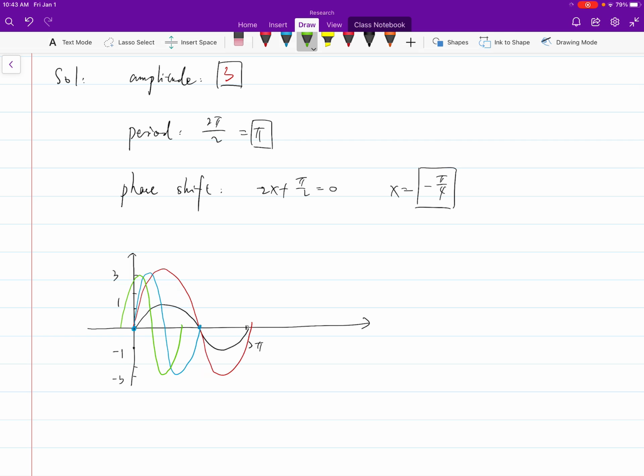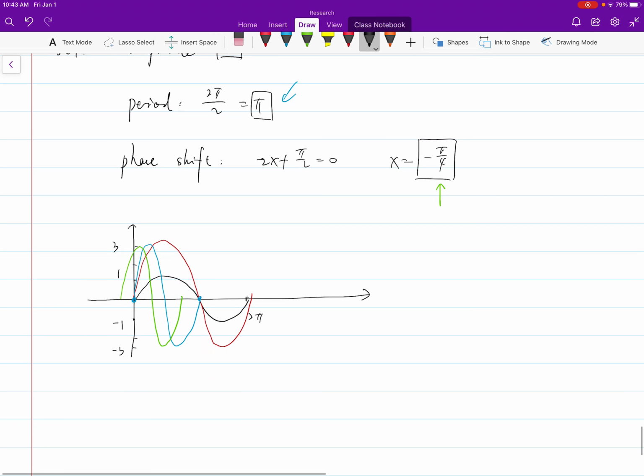Okay, let's say it again. The 3 amplifies everything. The 2 makes your period go from 2 pi to pi. Finally, the pi/4 shifts everything. So this one is actually the green operation. This one is the red operation. And this is the blue operation. One after another. Which is kind of confusing, right?